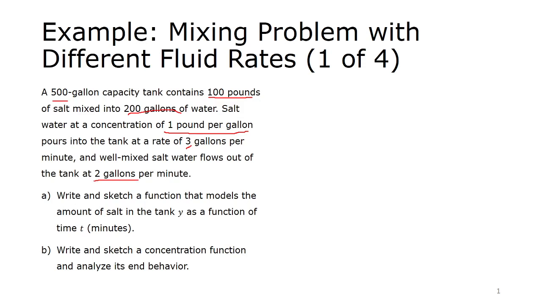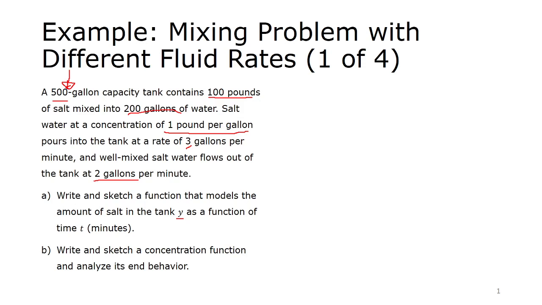So this tank is not losing as much fluid as it's gaining, so it's going to be increasing in volume, I guess up to that capacity of 500. So our goal is to write and sketch a function that models how much salt is in the tank, we'll call it y, as a mass, right? So in pounds, as a function of time in minutes. And then we'll also take a look at the concentration function related to that and analyze the end behavior of that function.